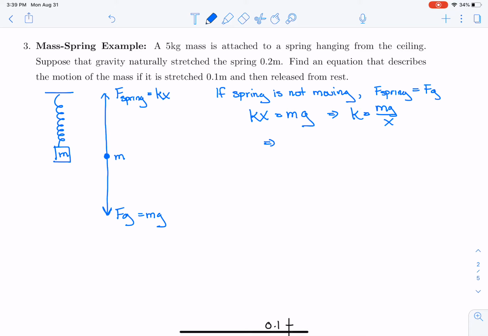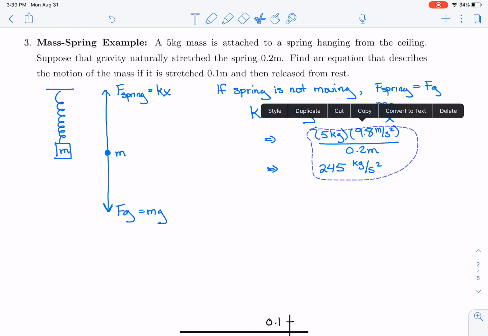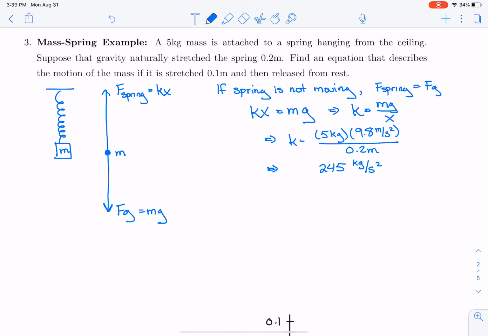So this is a 5 kilogram mass, so m is 5 kilograms. The gravitational constant is 9.8 meters per second squared. And we're going to say that it would stretch the spring by 0.2 meters. So this gives us 245 kilograms per second squared. And that's actually the spring constant, k. So this description allows us to get at the spring constant, k.